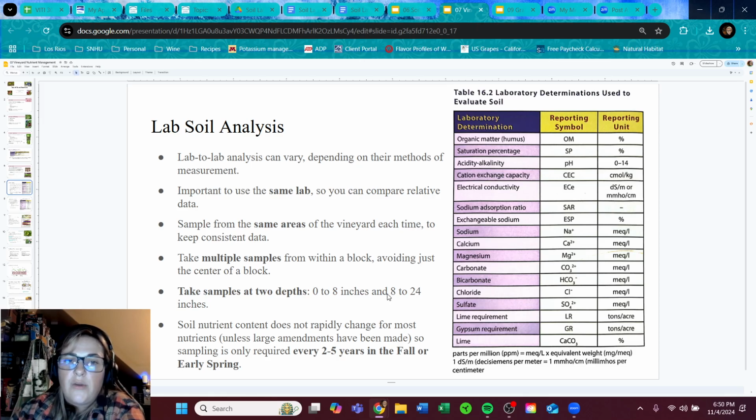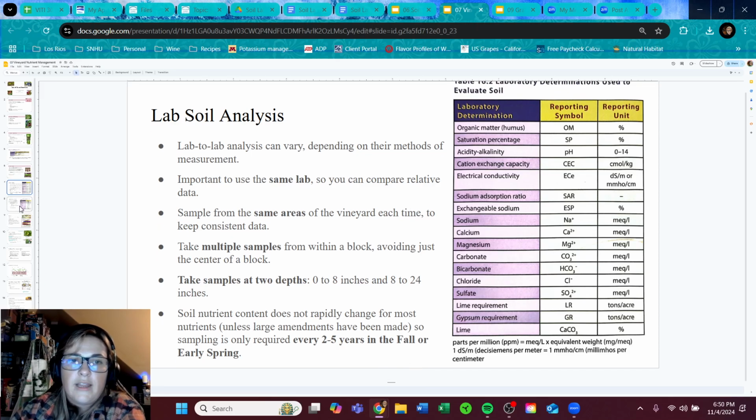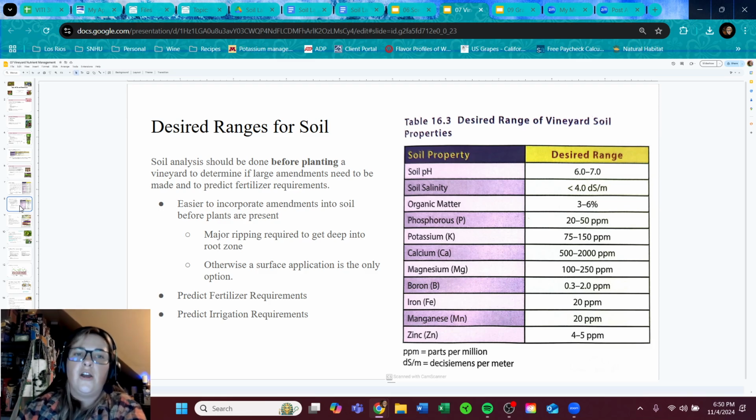So that would be the big takeaway from here. I'm not going to ask you about any of this chart. This is just for your information, what a soil analysis would look like if you got results.